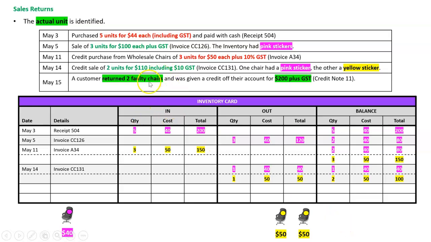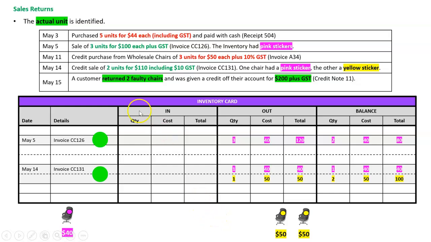And then a customer returned 2 faulty chairs and was given a credit off their account for $200 plus GST. And the problem here is I can't tell which of these 2 purchases, like which customer brought their inventory back, because it's going to change whether we give the refund at $40 for all of them, or is it 1 at 40, 1 at 50, because they're bringing 2 chairs back. So as that stands, I can't answer that question.